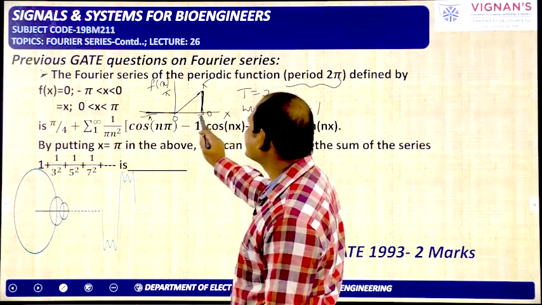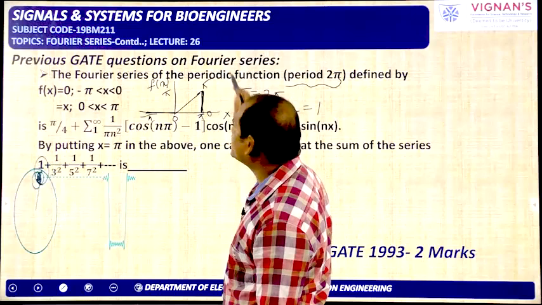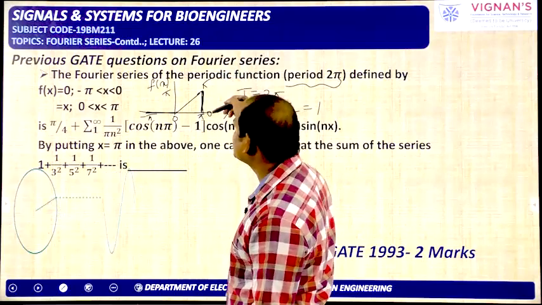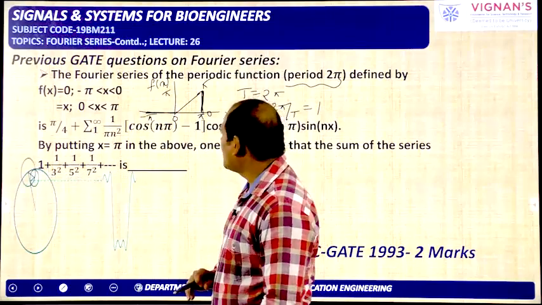Okay, exactly at x is equal to pi, what is happening? The amplitude is changing from pi to 0. So the average value of these two you need to take, that is pi plus 0 by 2. That is pi by 2 is the value of f of x at x is equal to pi.